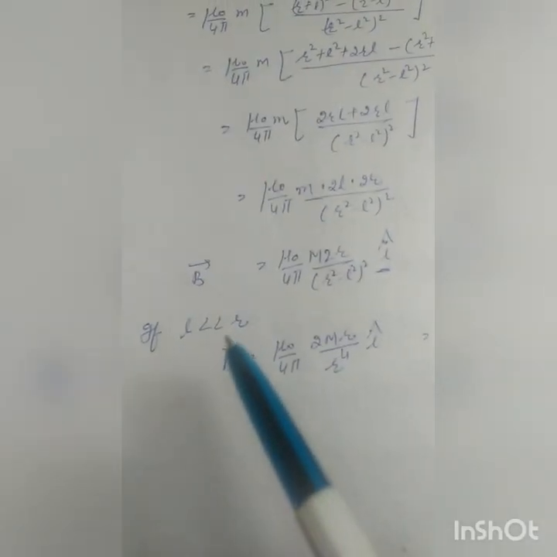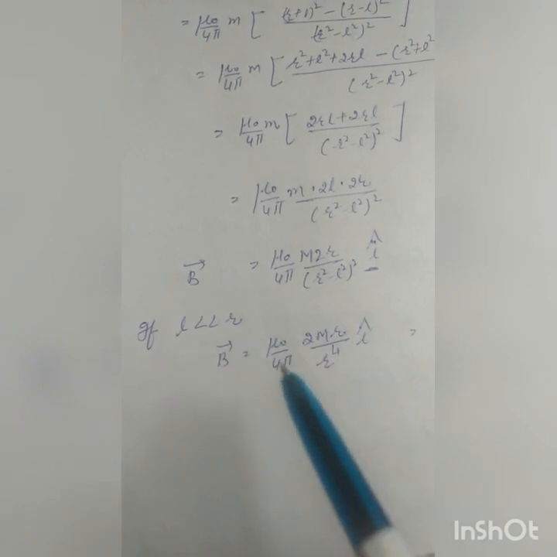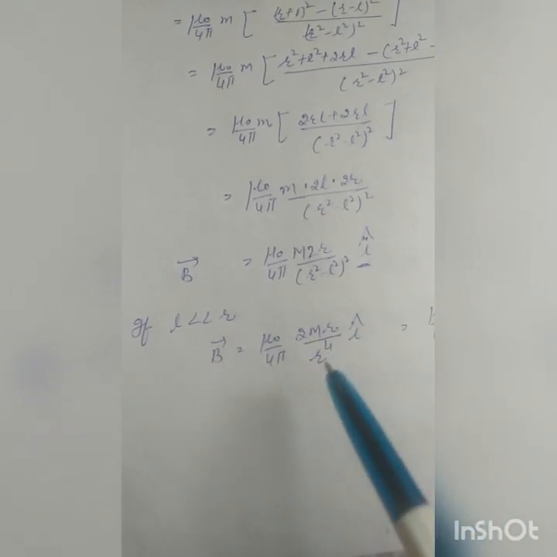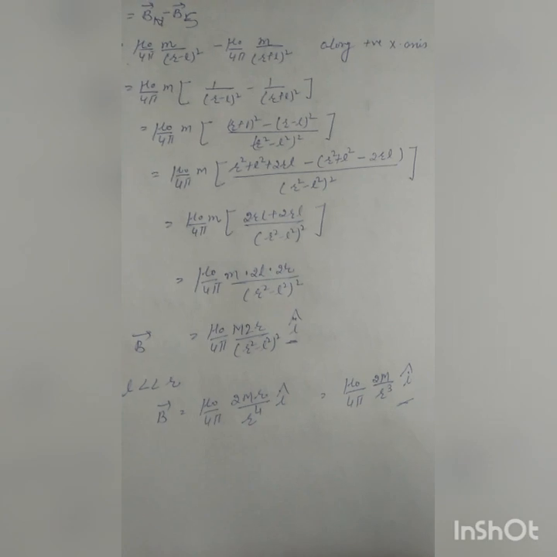If L is very small compared to r, so ignore L and we get mu naught upon 4 pi, 2Mr upon r to the power 4, along the x-axis, which is mu naught upon 4 pi, 2M upon r cube, along the positive x-axis. This is the magnetic field due to a bar magnet on its axial line.